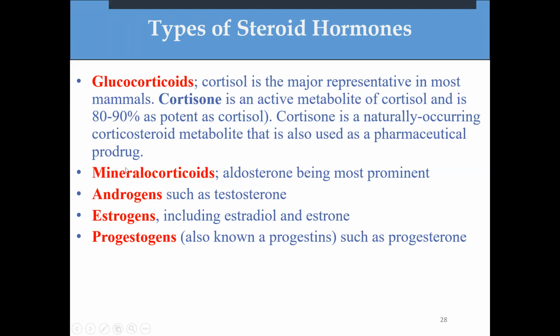The second category is mineralocorticoids. Like we mentioned, that's aldosterone. It helps control sodium and water levels in the body. Then you have androgens and estrogens, which are your sex hormones, and finally progestogens, such as progesterone, which also participates as a sex hormone.